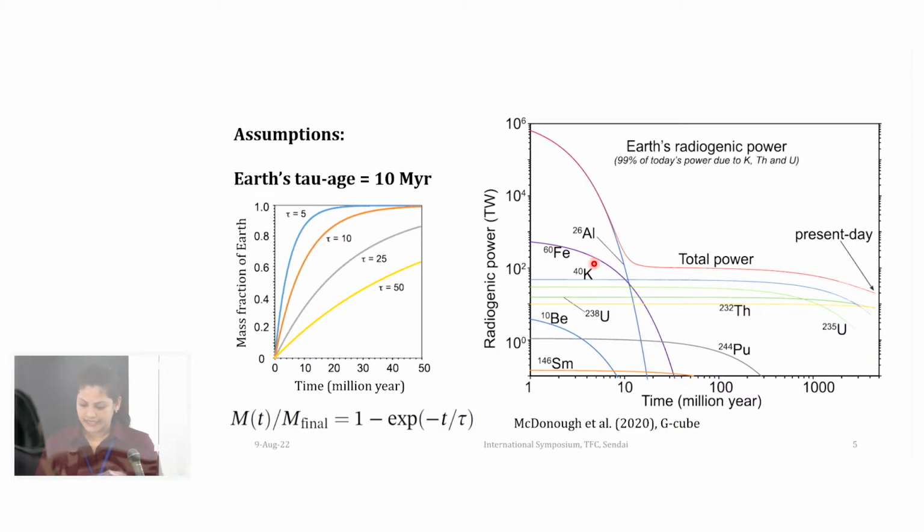Here we can see that in the initial 30 to 40 million years, only the short-lived isotopes decay. There are other contributors, but they are the major contributors, and they decay very fast. And then for the present day, which is this point, about 4.56 billion years, the major contributors are 232 thorium, 235 uranium, 238 uranium, and also 40 potassium.